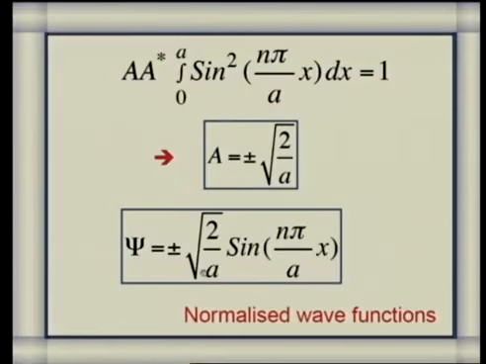And when I substitute over there, what I get is psi to be equal to plus minus root 2 by a sin(n pi x by a). So this is the normalized wave function.